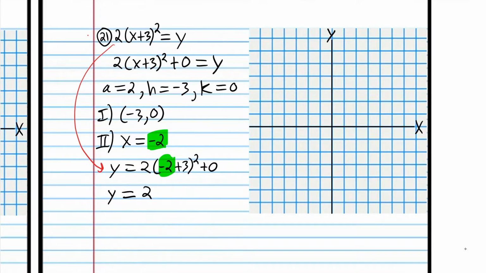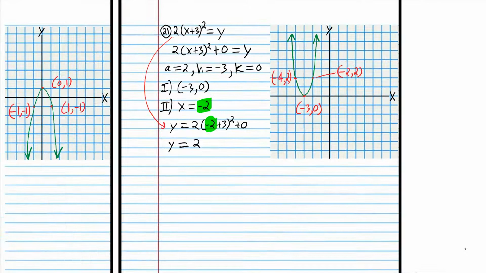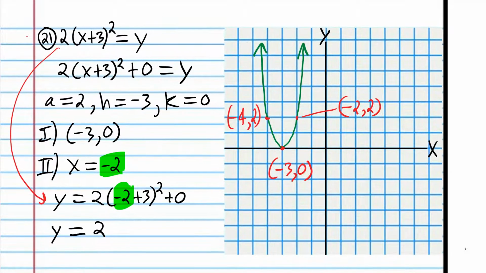So let's plot those points. We have (negative 3, 0), and (negative 2, positive 2). And we can use symmetry, and (negative 4, positive 2), and we just connect the dots. And again, try not to make your parabola too pointed, like my parabolas have been way too pointed. It's not supposed to look like a V, it's supposed to look rounded like that. Okay, so get a screenshot, because you're going to try a problem like that.